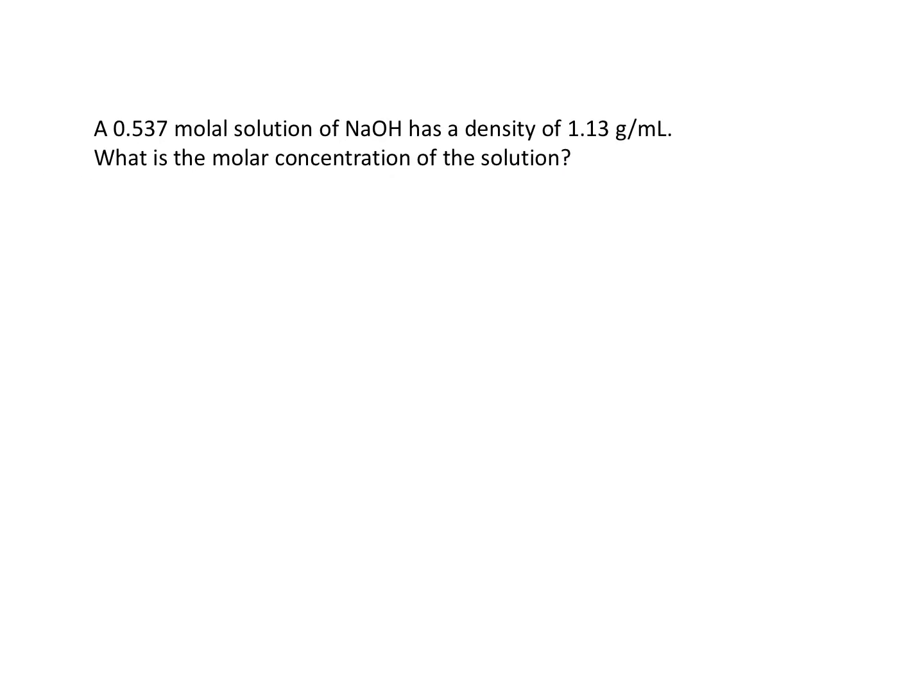Let's do one more. This one is a bit more tricky. I'm going to let you all work on this for a few minutes on your own, and then we'll work on it together. I'll read it out loud here. We have a 0.537 molal solution of sodium hydroxide with a density of 1.13 grams per milliliter. What is the molar concentration of the solution? So you're going from molality to molarity.